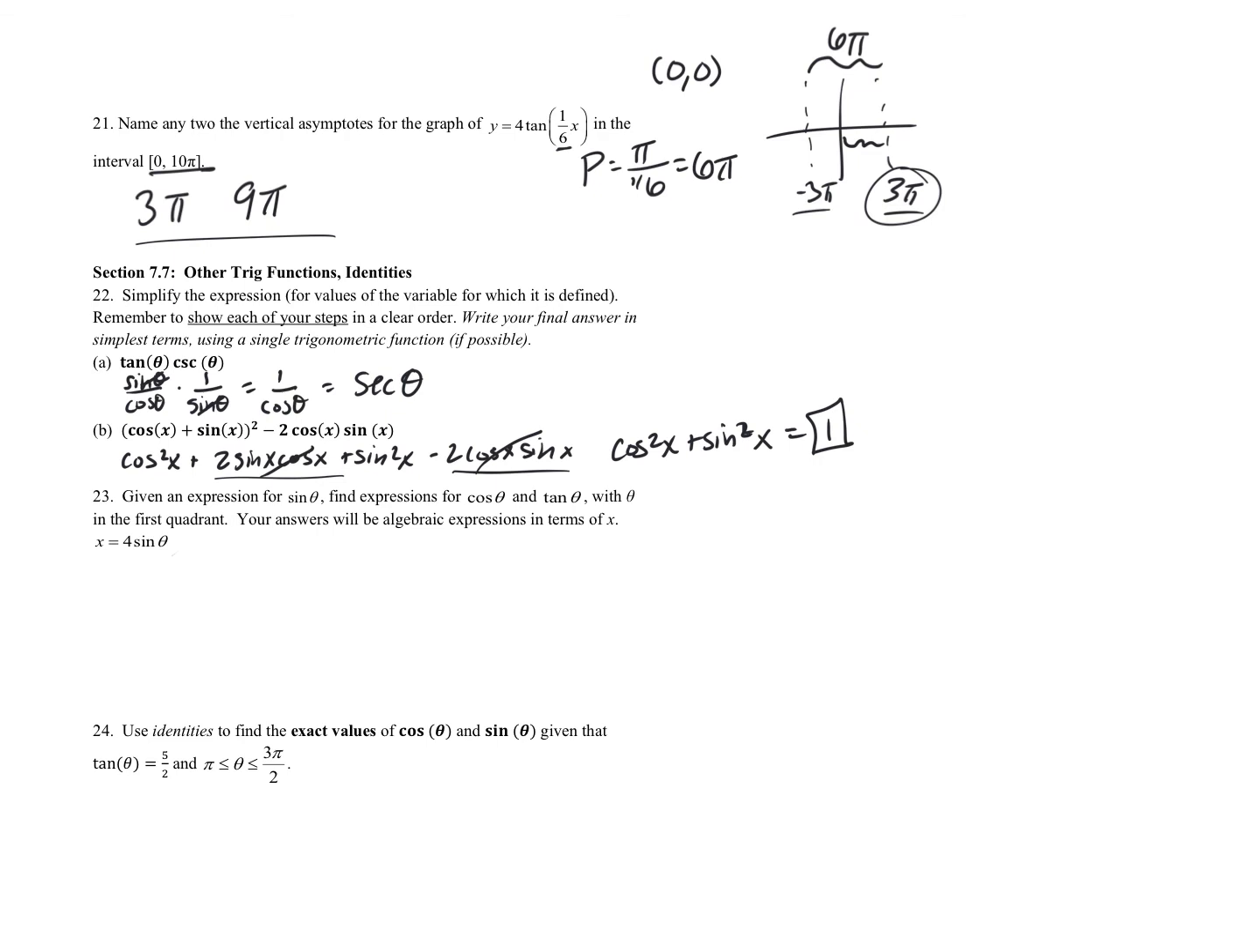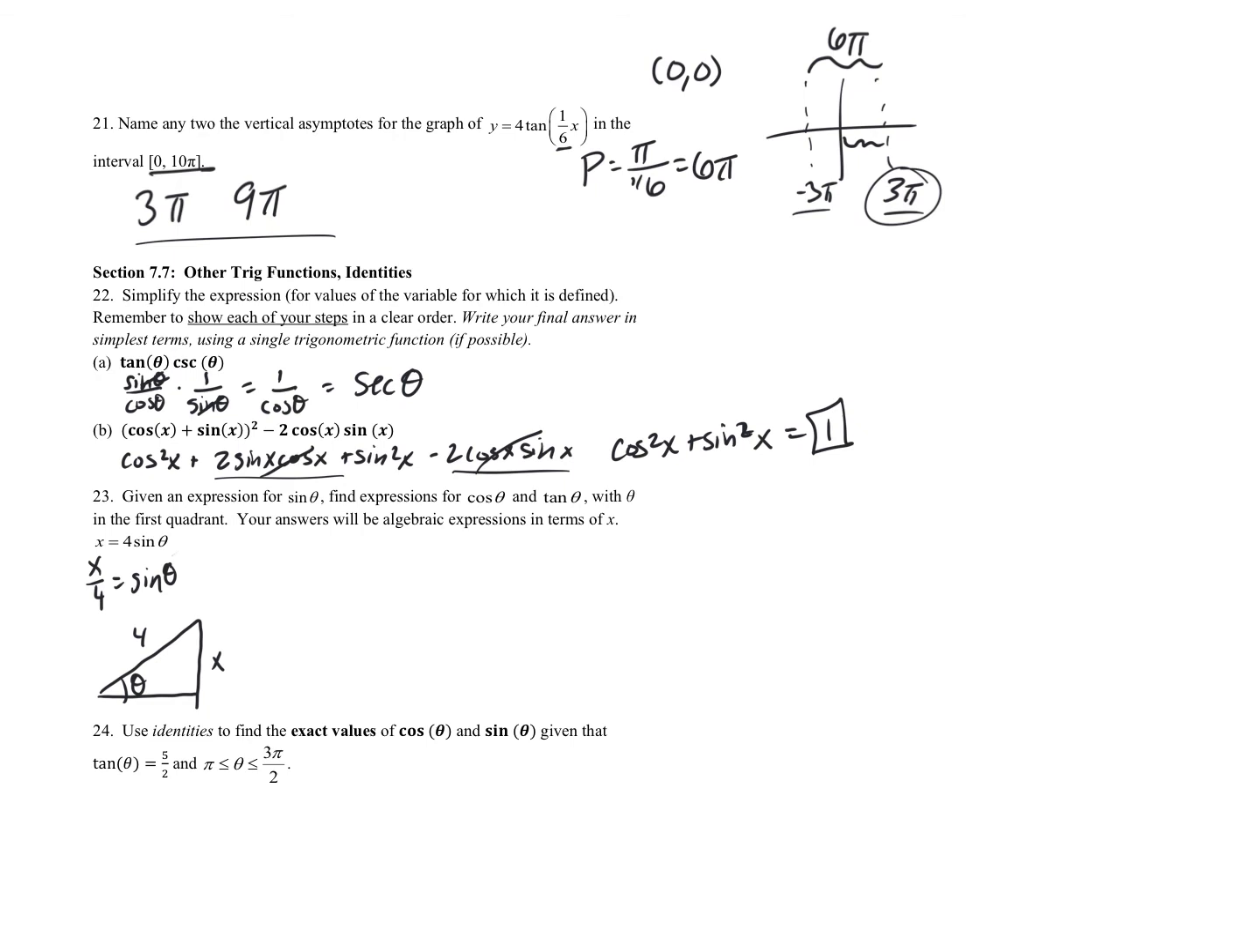All right, next, we're given an expression for sine, and we want to find cosine and tangent along with that. So remember our triangle here. We have this angle theta. Sine is going to be the opposite over hypotenuse. So if we divide both sides by 4, we're going to get sine of theta is equal to x over 4, which means x is going to be our opposite, 4 will be our hypotenuse.